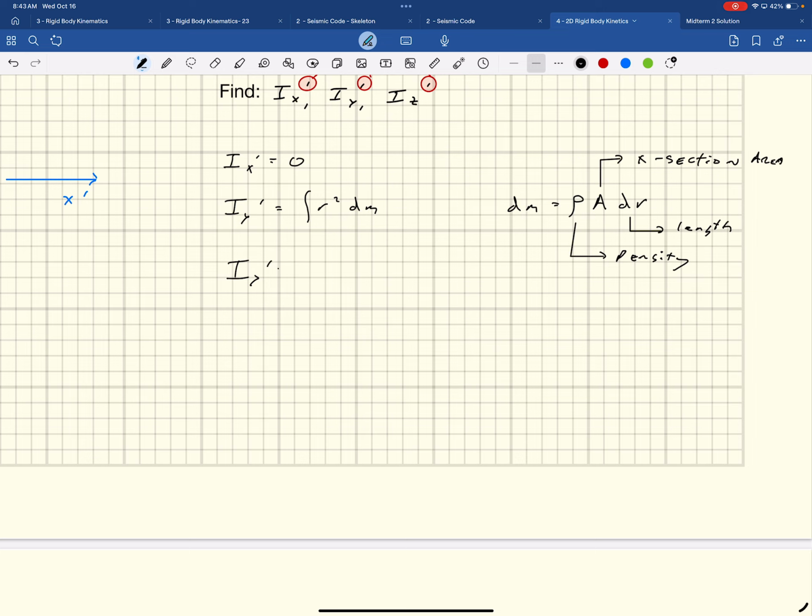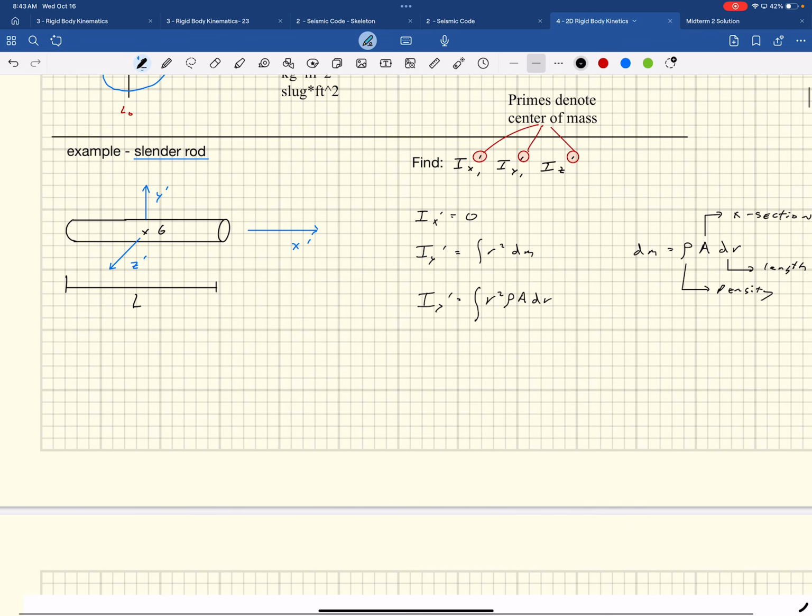Iy prime is equal to the integral of r squared times rho times a times dr. So now I've turned it into an integral. Instead of integrating over dm, I'm integrating over dr, which is the length of it, which I could do in this case, because I can integrate over that length right there.